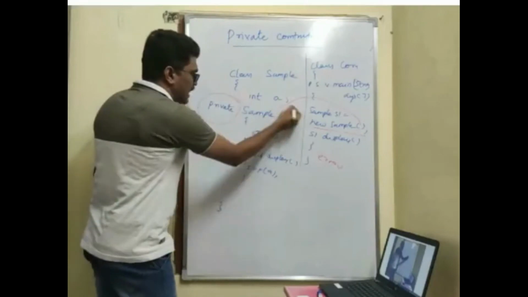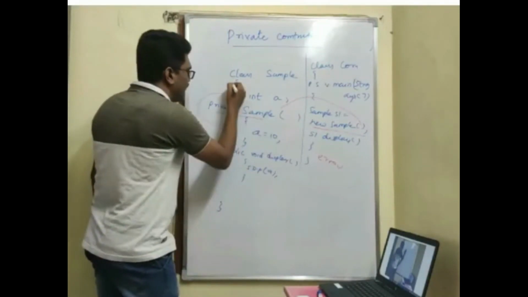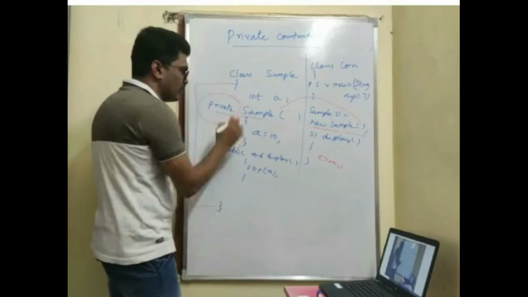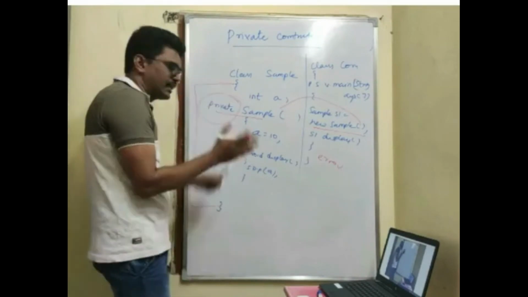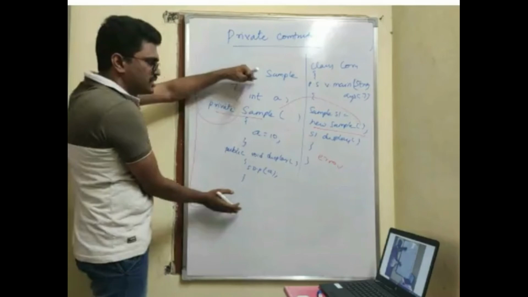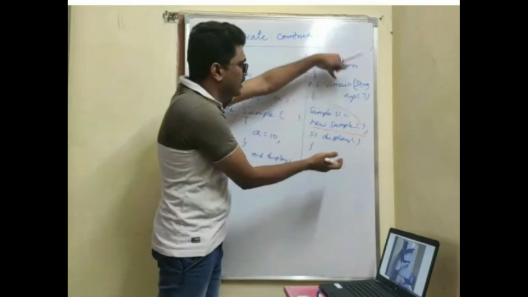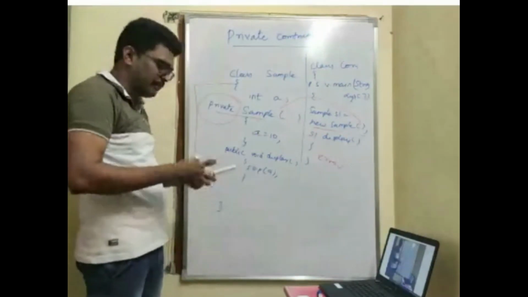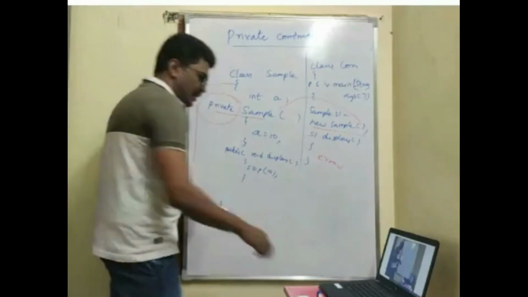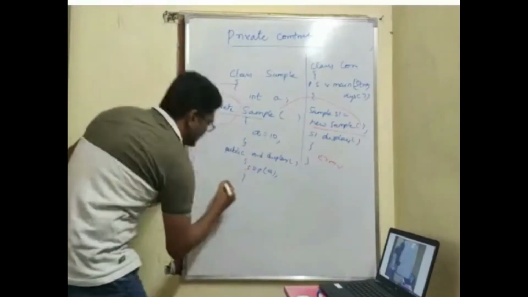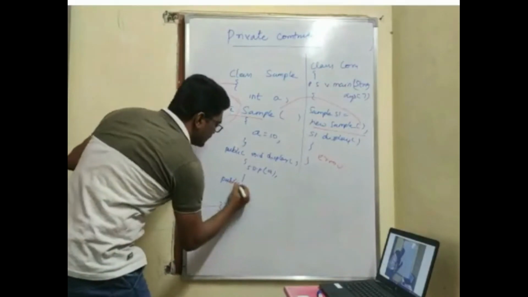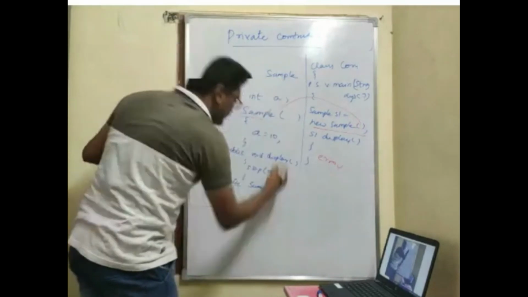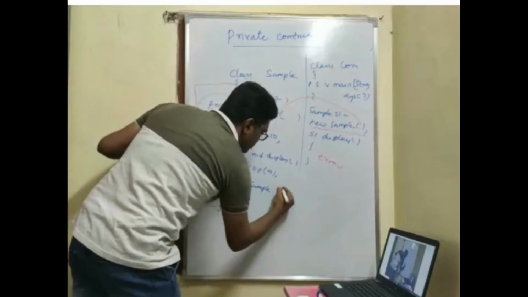So this Sample constructor can be accessed only within this block, because it is private. A private member can be accessed only within the class. Outside of the class, if I'm trying to access it in another class, it is not possible. It generates an error. So what we do is write a method which returns the same object. Suppose I write refer.